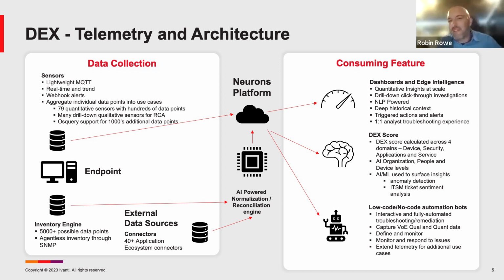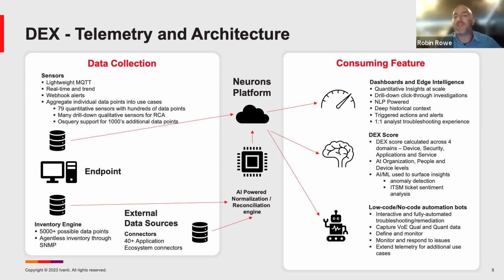On the right-hand side, we're looking at the consuming features, and we'll double click on these as we go. We have the dashboards and the edge intelligence, and this is about taking the quantitative view, looking fleet-wide, looking at the results at scale. This is bringing that insight in, and we're going to use some of that to build the bots. This helps the analyst have that drill down experience. You start off with a high level: what's the problem? Then the drill down helps to answer why is the problem. And then of course, we're going to get into what can we do about it? How do we fix it?